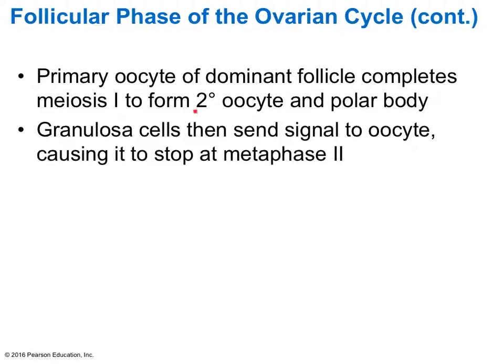The secondary oocyte is going to arrest now at metaphase 2. So it was arrested as a primary oocyte in prophase 1. That primary oocyte, the dominant follicle, continues through meiosis 1 and continues up until metaphase 2 and then arrests. And it's going to stay here at metaphase 2 unless this particular oocyte gets fertilized by a sperm.